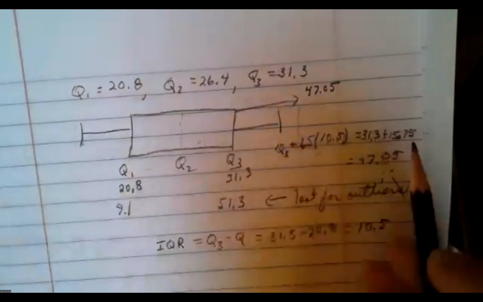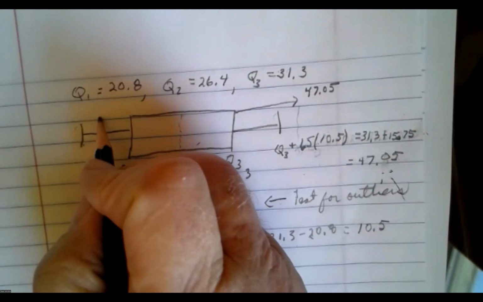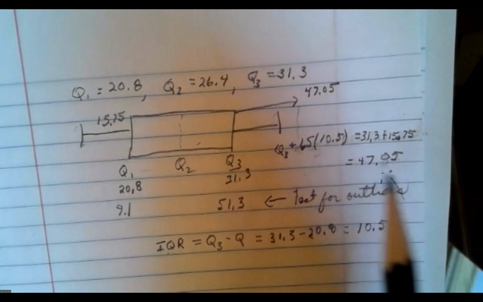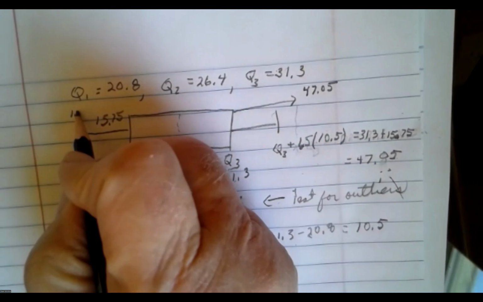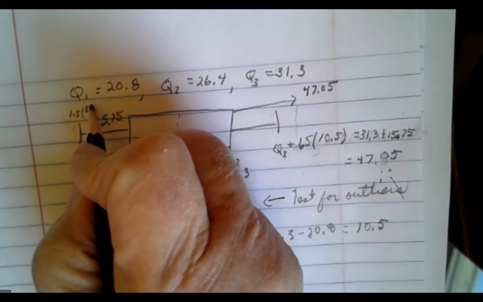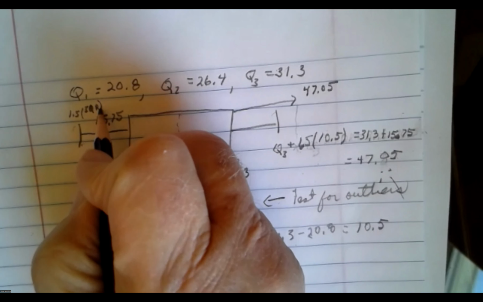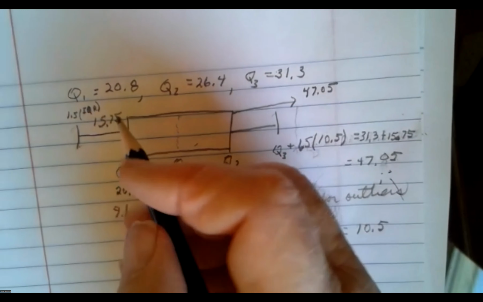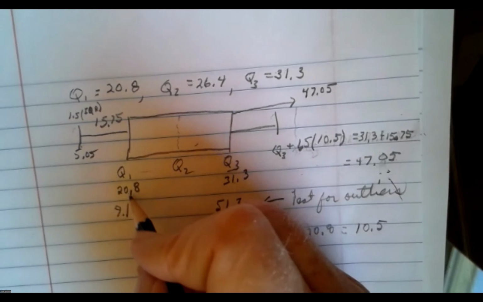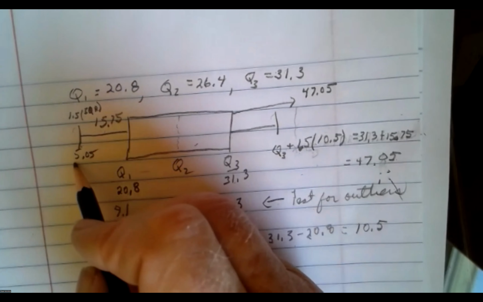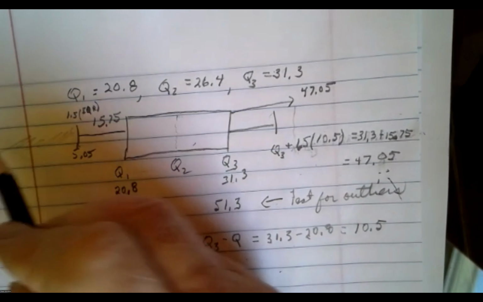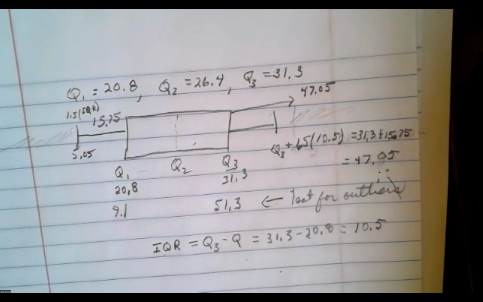Now on this end, we have 15.75. That was 1.5 times the IQR, interquartile range, and that gives us 5.05. So if you take 20.8 and subtract 15.75, we get 5.05. So anything to the left of here or to the right of here is considered an outlier.